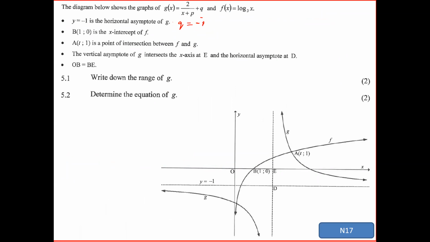Then they gave us B(1;0) is the x-intercept of f. Then T(?;1) is a point of intersection between f and g. We know the y value is 1, but we don't know the x value. The vertical asymptote of g intersects the x-axis at point E. We don't know what point E is, but we know B is 1.